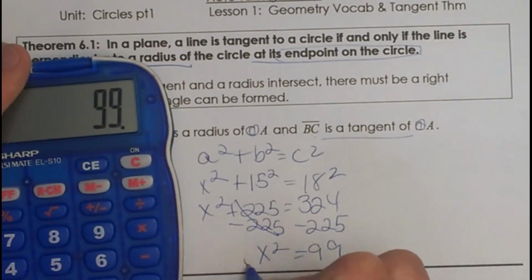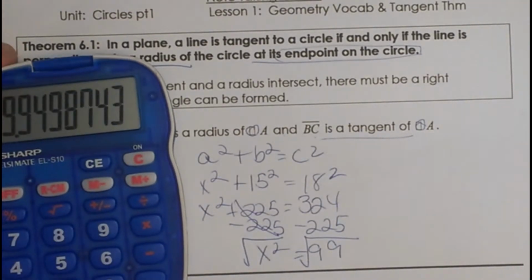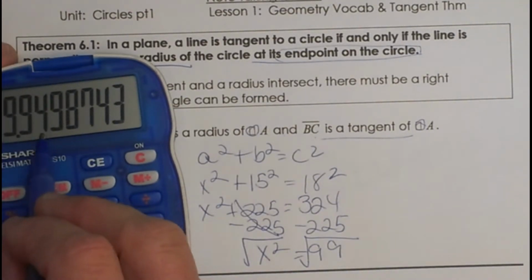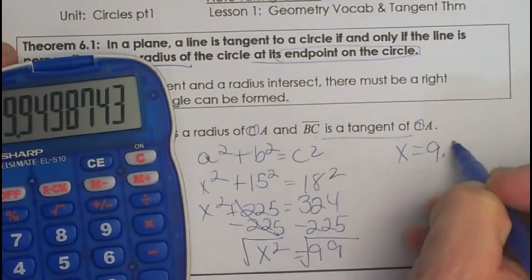To undo a square, I square root both sides. So I'm going to take the square root of 99, and that's 9.949, and I'm going to round that to 9.95. So x is equal to 9.95.